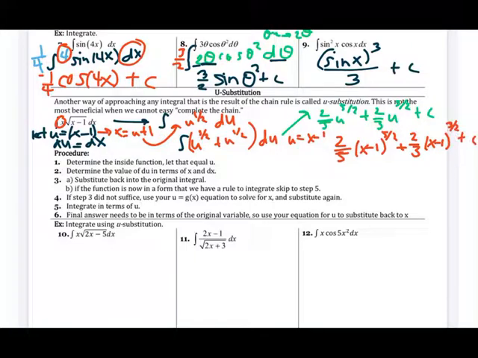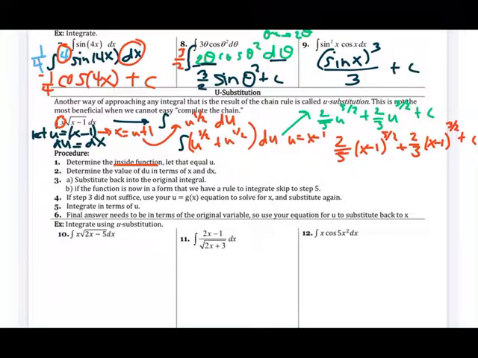So what you're basically doing is using u equals something to simplify the problem so that you can just focus on the integration and then at the end substitute that u back in. So the steps of this procedure: determine the inside function. That's what you're going to want u to be. Most of the time u is going to be the inside function. Set u equal to that.